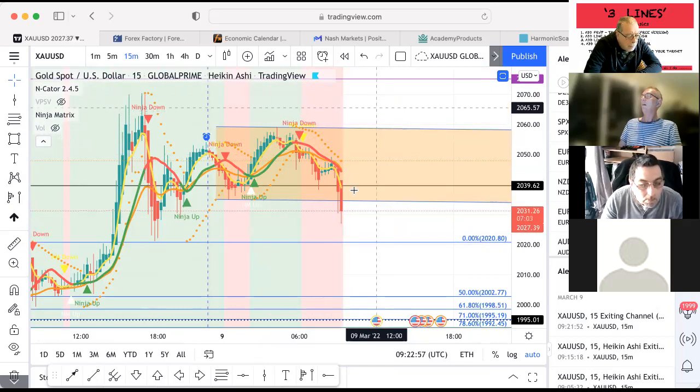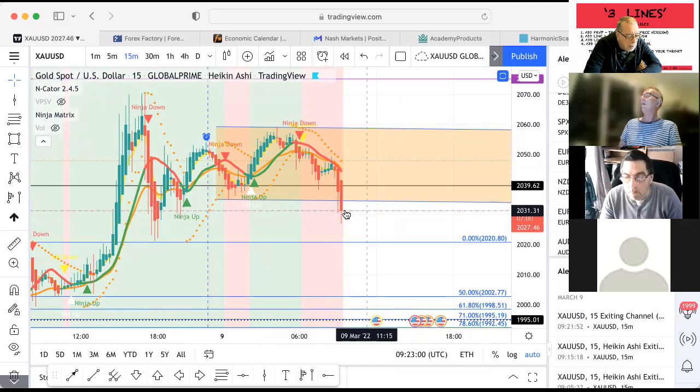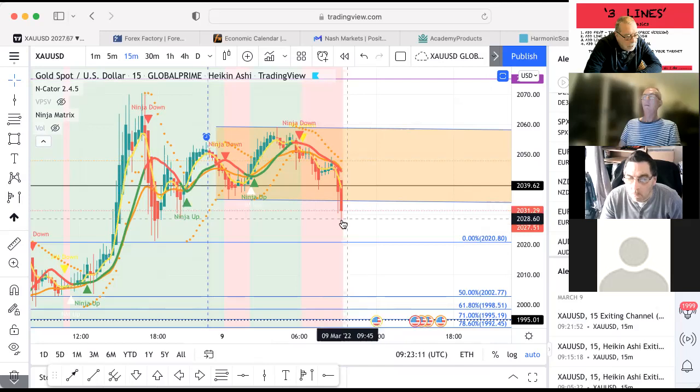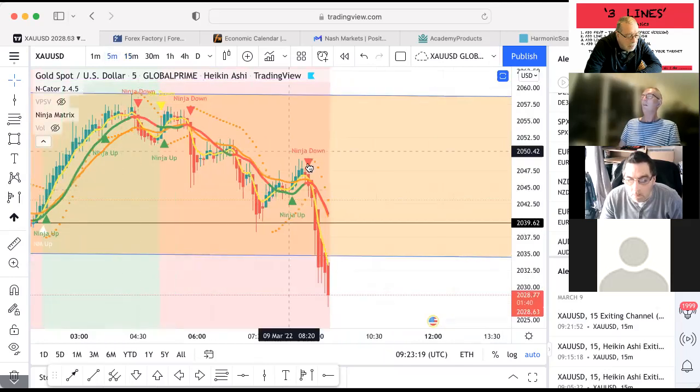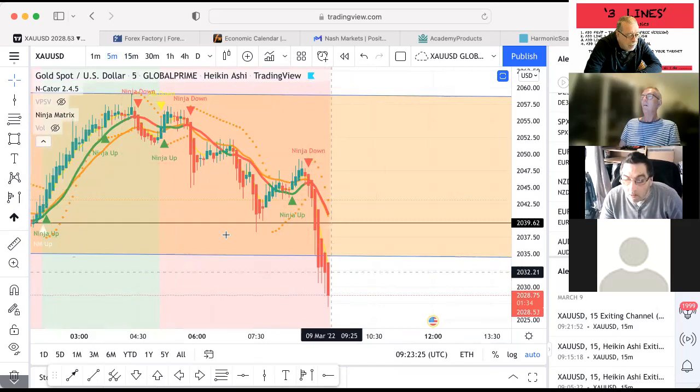If you want to be cautious, you could wait until this candle closes. Make sure it closes outside the channel. That will give you an extra confirmation. What I might do is look at the 5 minute and just confirm there we've still got the Ninja Matrix, we've still got the indicator, we've still got the yellow below the red. So 5 minute is looking good.